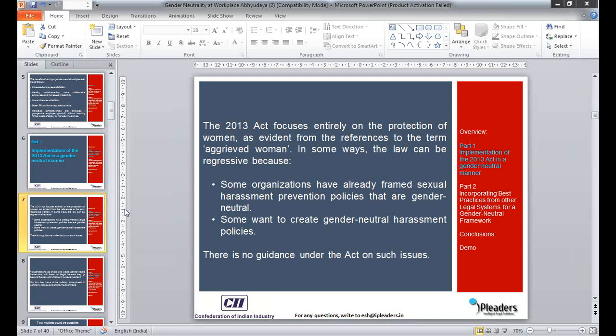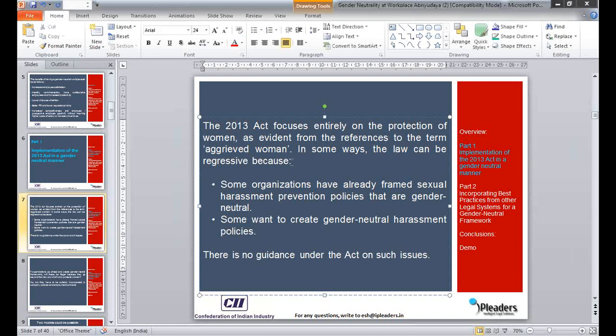There are some instances of men who have felt that they have been sexually harassed at work, especially when there is a senior-junior interaction involved. So these risks can arise.